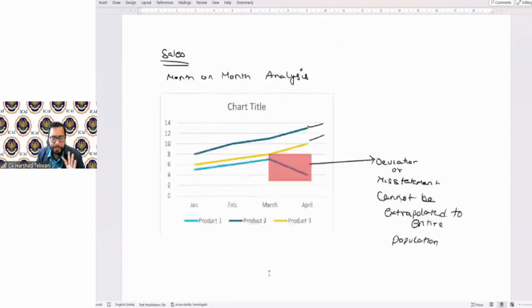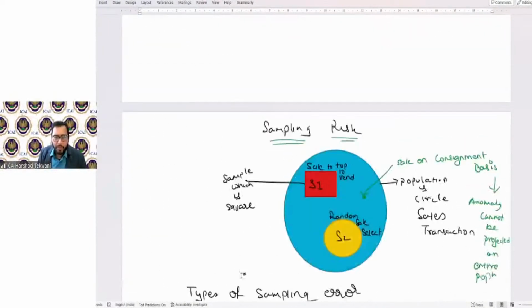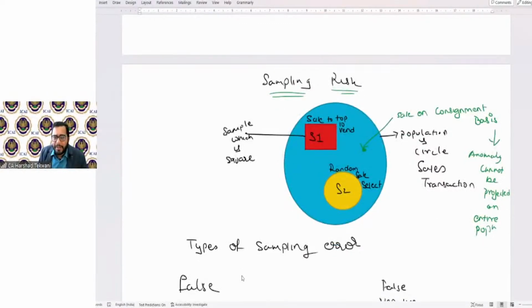Like, for example, I had a misstatement over here, this one. I had a misstatement in this particular testing. Now I want to understand whether this misstatement is material or not material. How can I understand that? To understand whether a misstatement is material or not material, what I need to do is define a tolerable misstatement level.